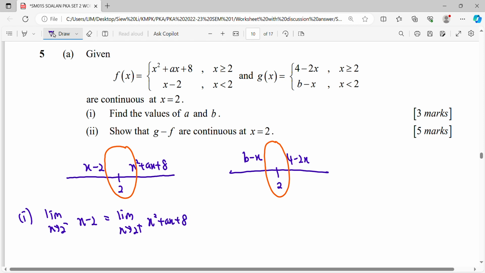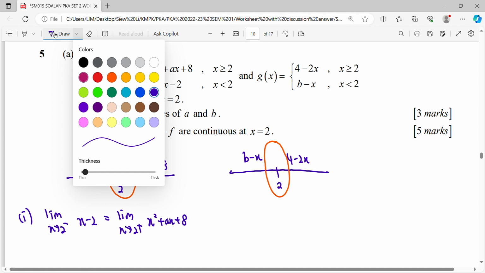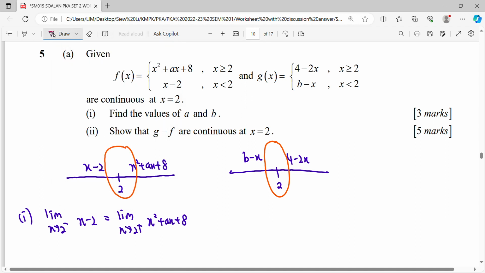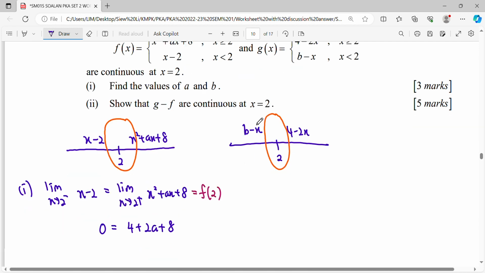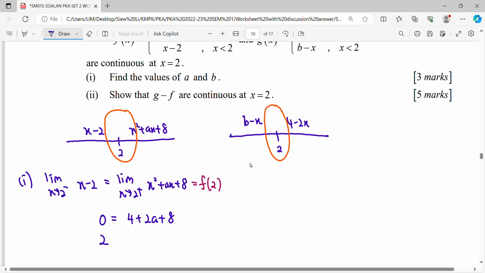For continuity, we have the third condition saying it will be equal to the point. So f(2) will be at the point of the quadratic, so it's supposed to be equal to f(2). Then we evaluate this limit, substitute 2, we get 0. Therefore, we can get 2a equals negative 12, a equals negative 6.